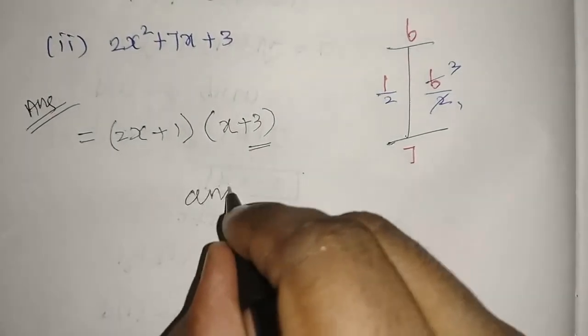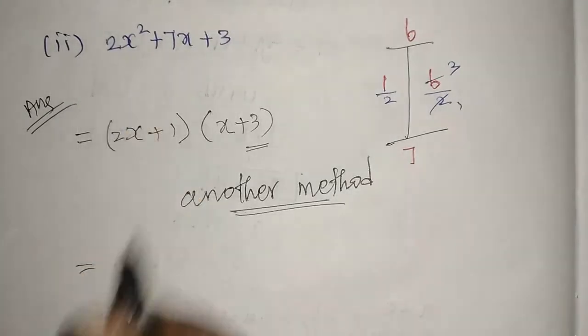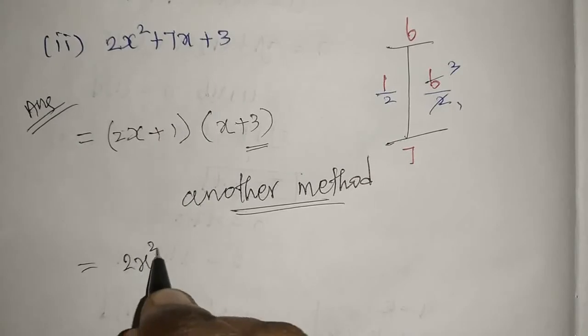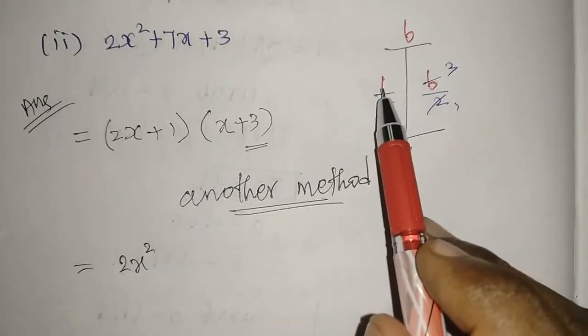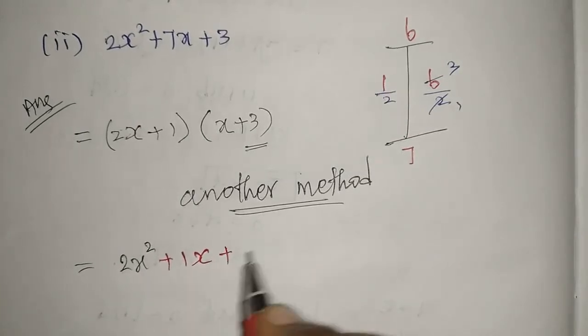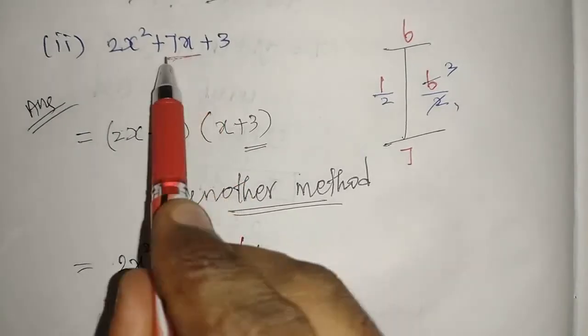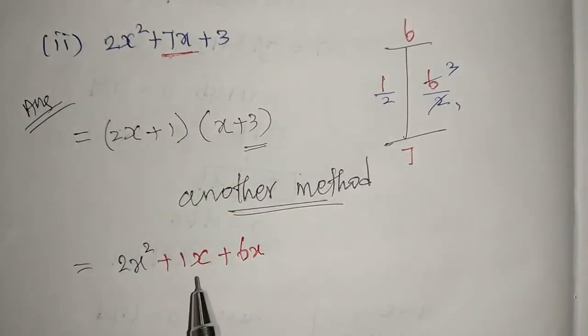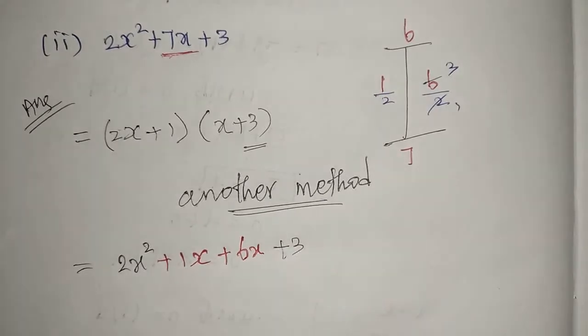Okay, so the other method, the middle term splitting method, I will show. Now first write the 2x square what we have in the question. Next the middle term, without dividing we have to go. This is x, meaning 1x, plus 6x. Without dividing we write the 7x only like this: 1x plus 6x, which is equal to 7x. And the constant we write here is 3. That's it.